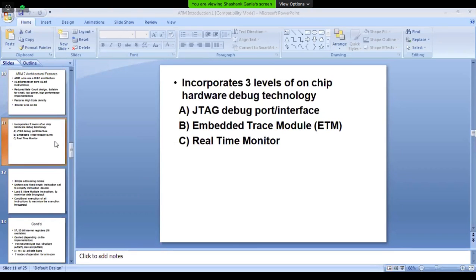Next set of features. The ARM architecture incorporates three levels of on-chip hardware debug technology, which are as follows: JTAG, Joint Test Action Group. JTAG stands for Joint Test Action Group.